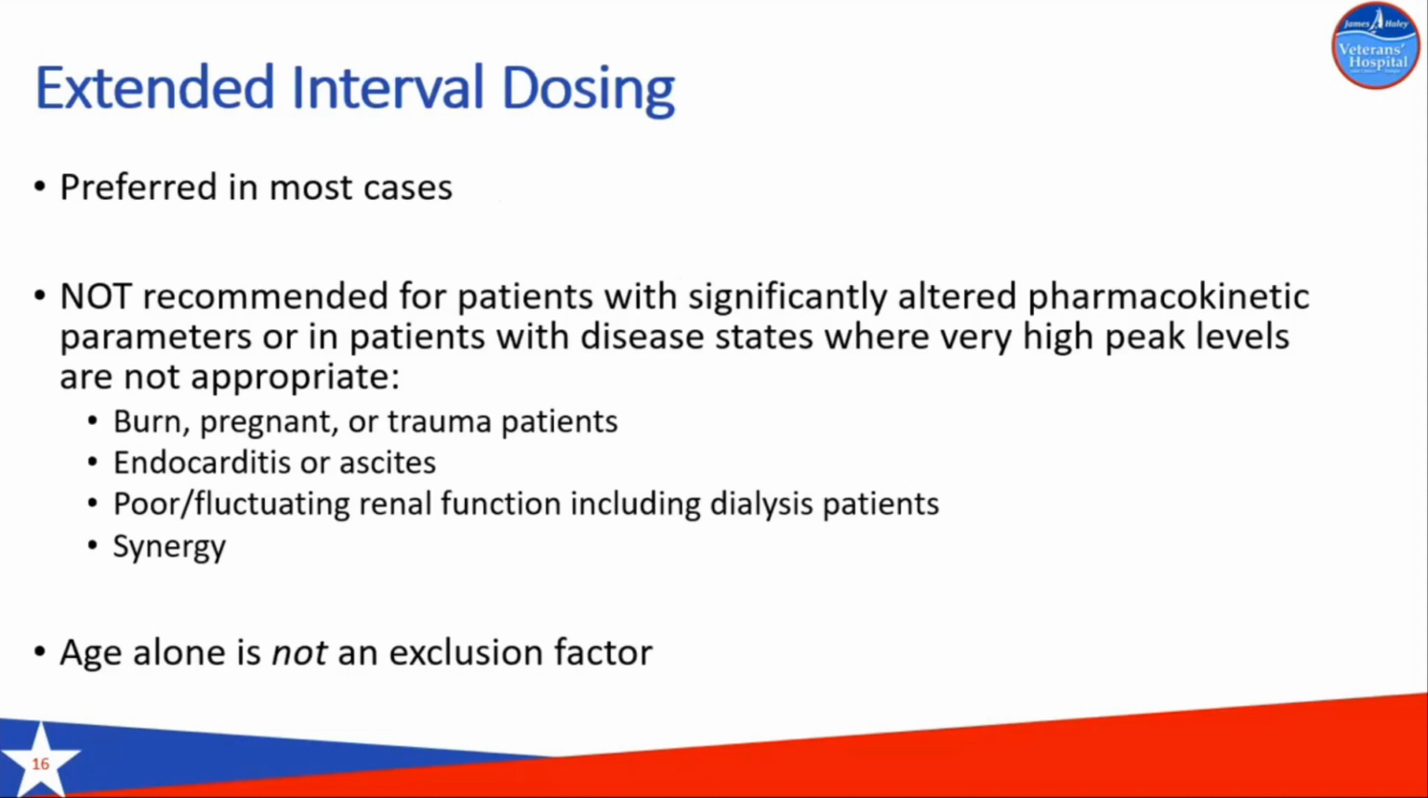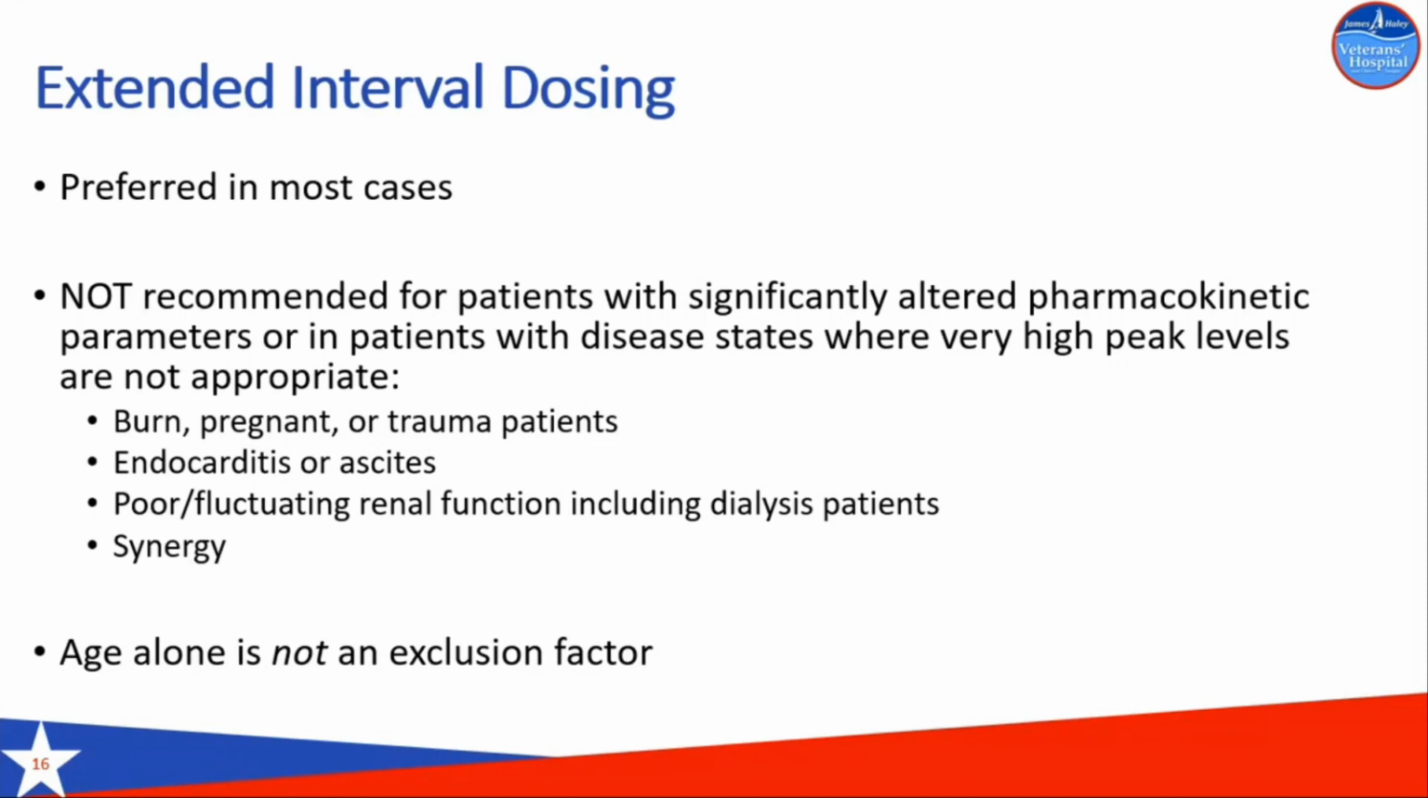Like I said, extended interval or nomogram dosing is preferred in most cases. There are some patients where we don't want to use it: patients who might have an altered volume of distribution or might be third spacing, so burn, pregnant, and trauma patients. We also don't want to use this for patients who have fluctuating renal function, and this includes our dialysis patients. We also don't use nomogram dosing for synergy. If we're using it for endocarditis, for example, we will use conventional dosing.